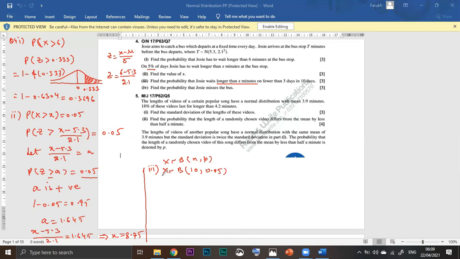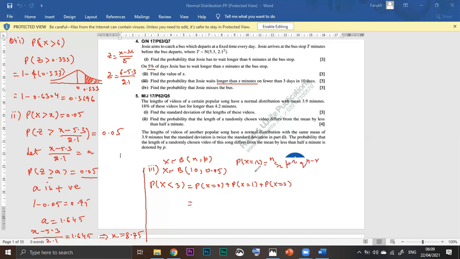Now, fewer than 3. Probability of x is less than 3. This one is probability of x is equal to 0 plus probability of x is equal to 1 plus probability of x is equal to 2. The formula for the binomial distribution is probability of x is equal to r is equal to nCr p raised to r q raised to n minus r.